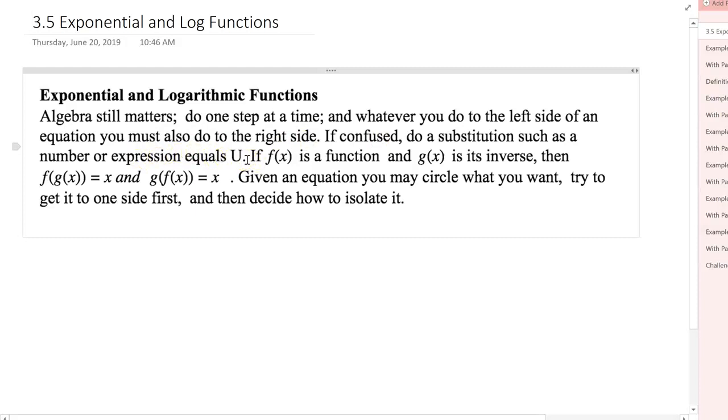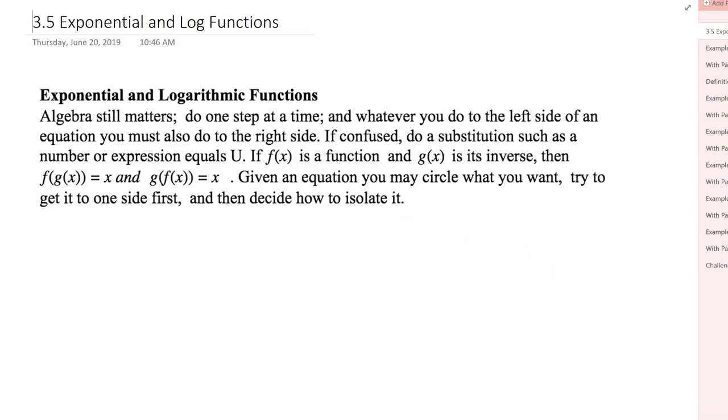All the important things: if f of x is a function and g of x is its inverse, then f of g of x equals x, and g of f of x equals x. Given an equation, you may circle what you want, try to get that thing to one side first, and then decide how you can isolate it. You do this in several ways, either by factoring or some other division method and so on.